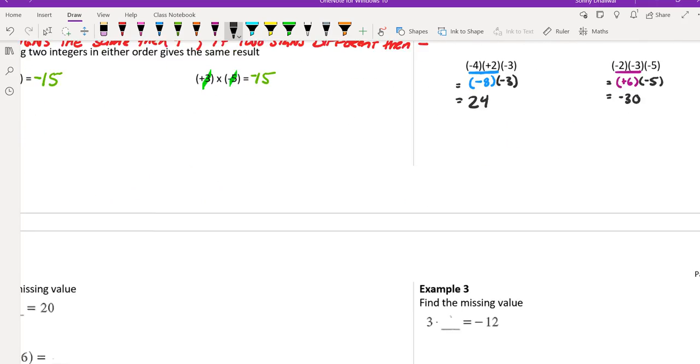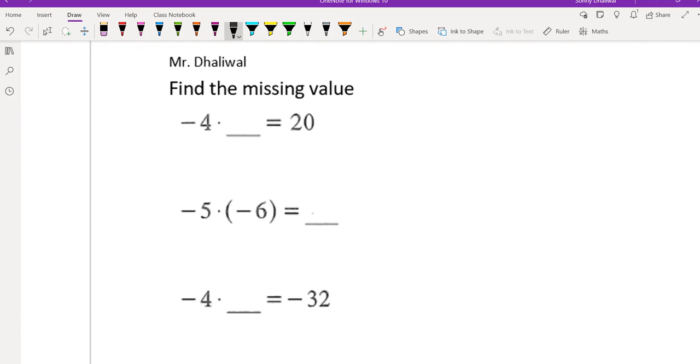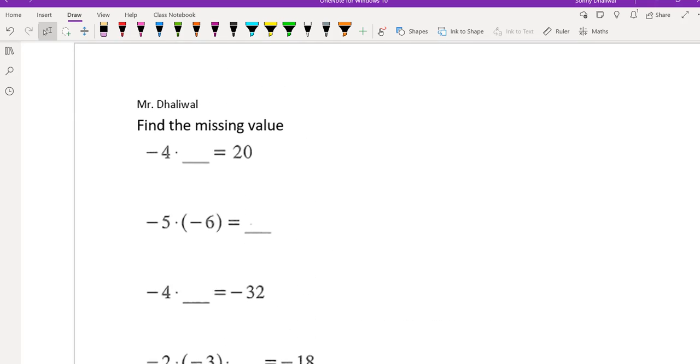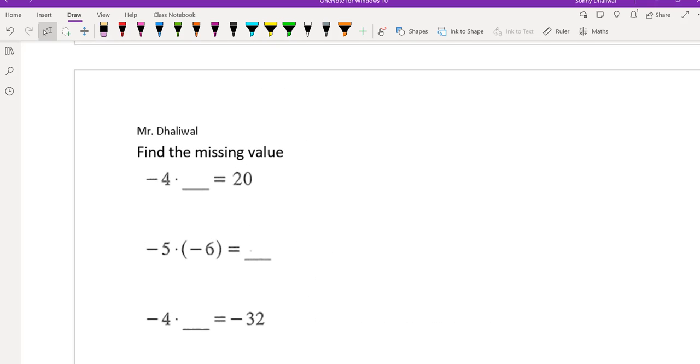All right. So now on to the back page. Okay. So this is asking you just to fill in the blanks. Okay. So we have a number times something equals 20.